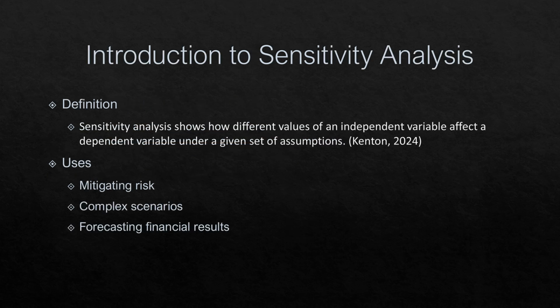Sensitivity analysis shows how different values of an independent variable affect a dependent variable under a given set of assumptions. Basically speaking, it's like creating a what-if scenario where you change one thing at a time and analyze how it affects the overall outcome of a scenario. Places where this would be used would be to mitigate risk by predicting outcomes from the changing variables and using the analysis to understand if the model could withstand worst-case scenarios.